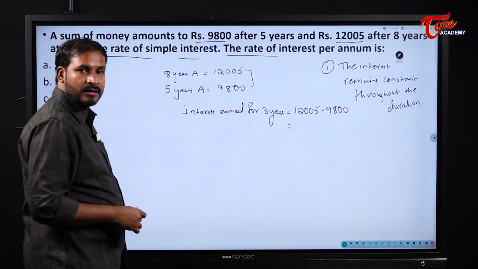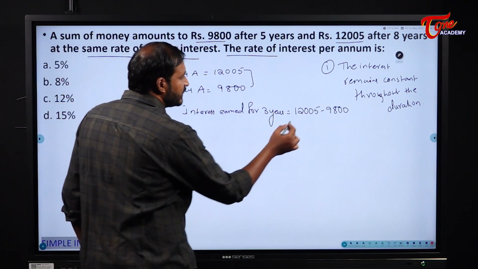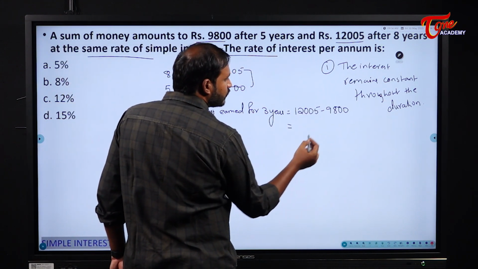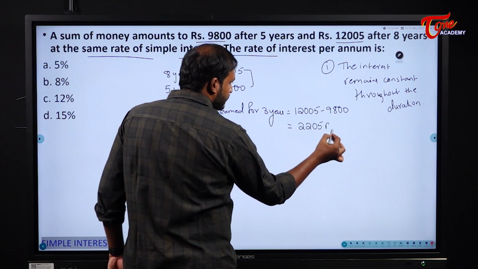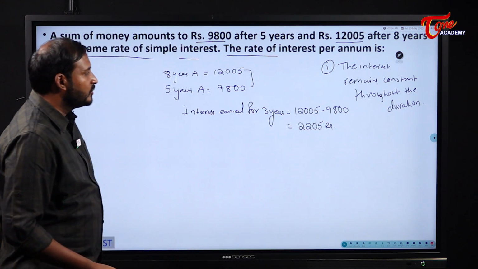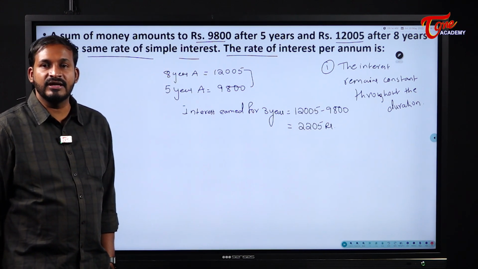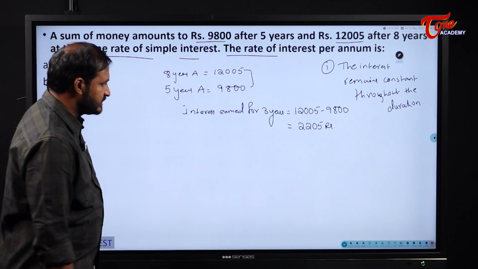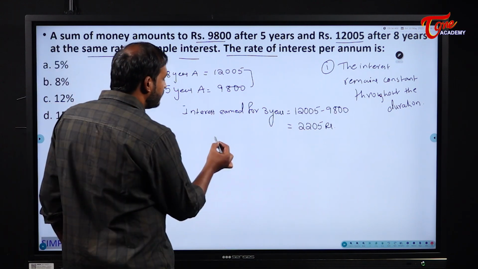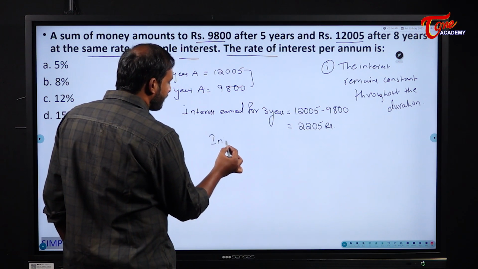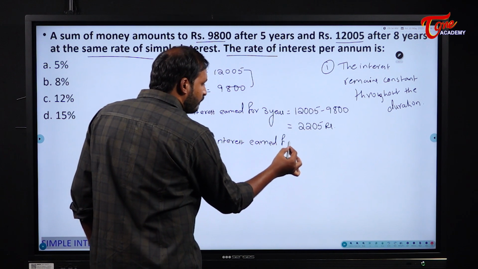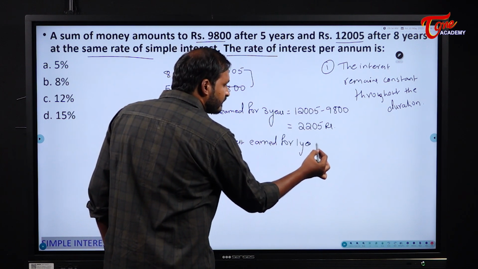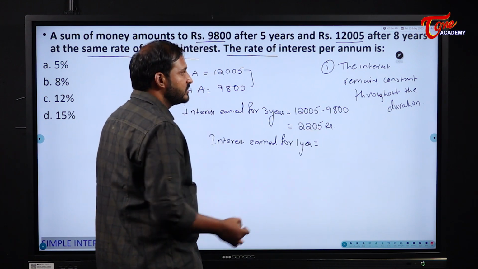Okay, right? So now what happens to this one? Here 12,005 minus 9,800 means 2,205 rupees. 2,205 rupees is the interest earned for 3 years. Okay, now tell me what will be the interest earned for 1 year? For 3 years it is 2,205.